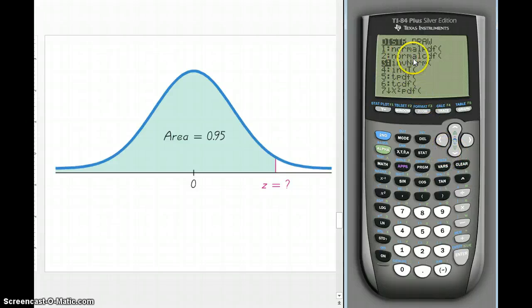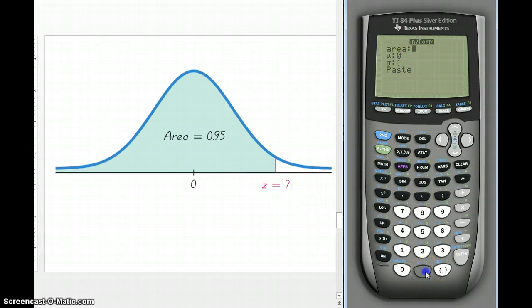So if you remember, the normal CDF would give me the area if I have a lower bound z-score and then an upper bound z-score. But this one, the inverse norm, is the inverse function of that. What do I mean? What I want with this is the input. I know the area, but I want the z-score. So I know this area, but I want this z-score.